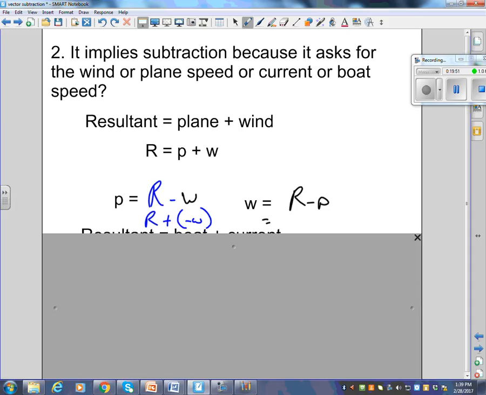Here the wind is going to be R plus minus P. Flip the plane speed. Never change R, because it's out front, right? You're subtracting the other one.